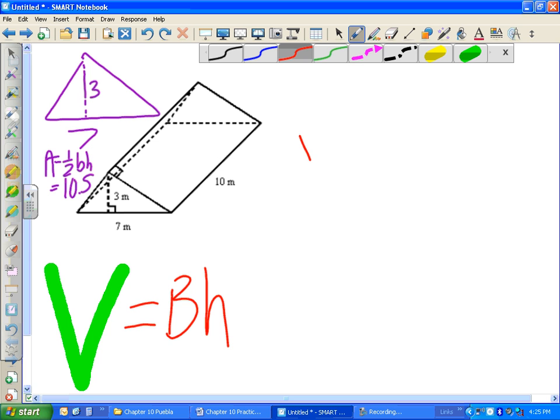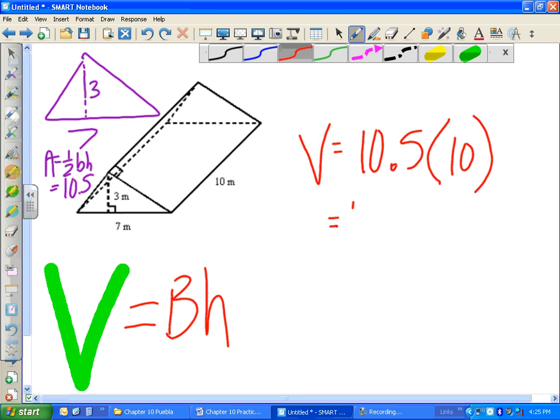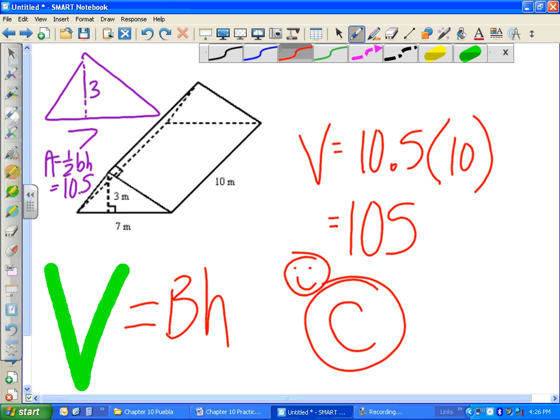So you should have volume equals, one base is 10.5 times how tall it is. Well, it's 10. So you're at 105. That's the number, I'm sorry, that's letter C. Happy face. Good job. Next one.